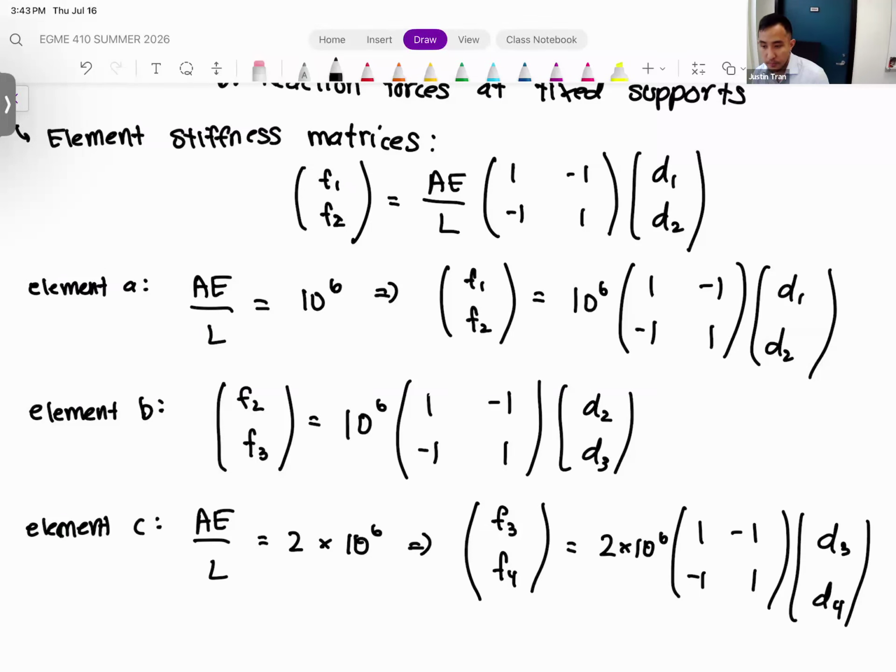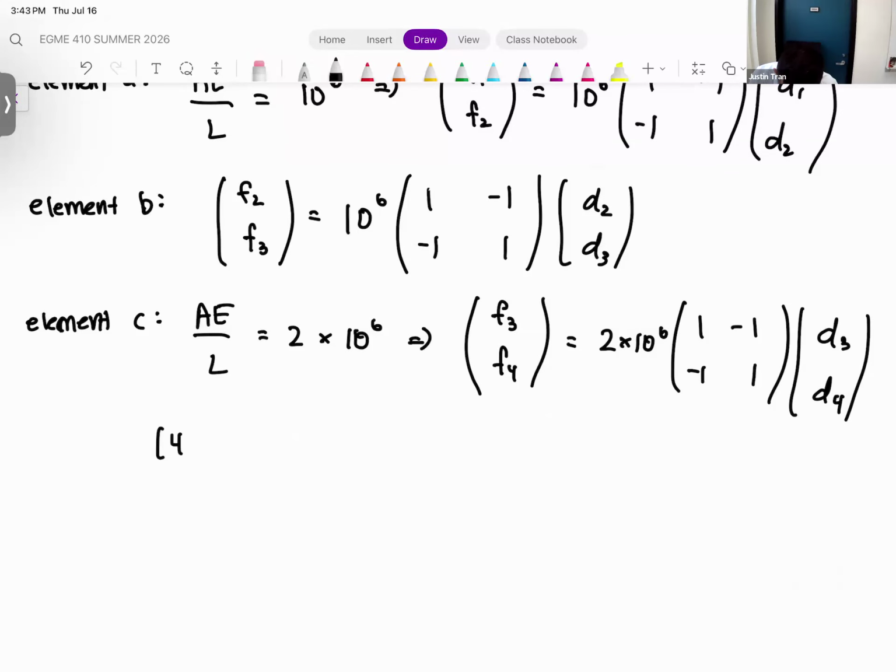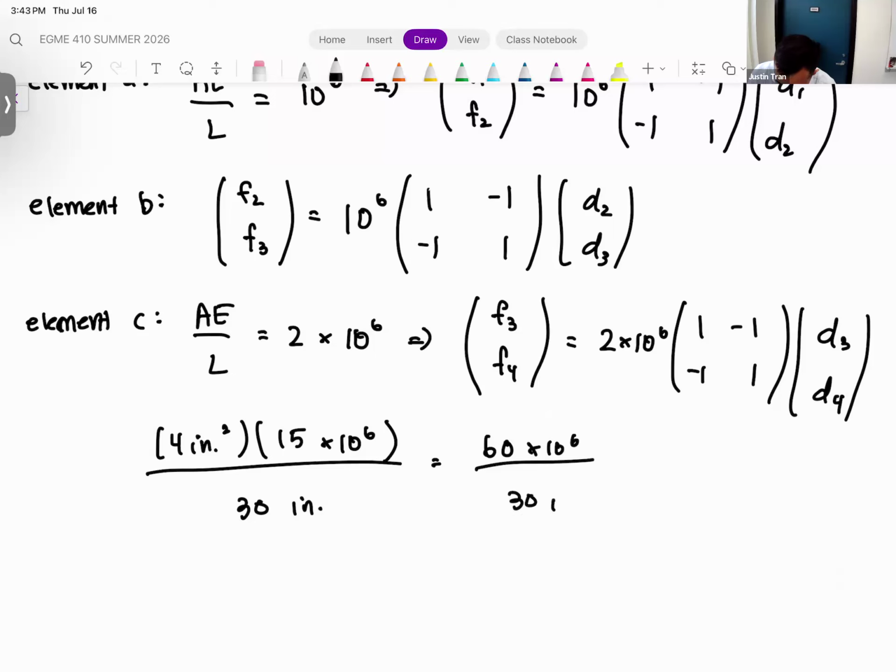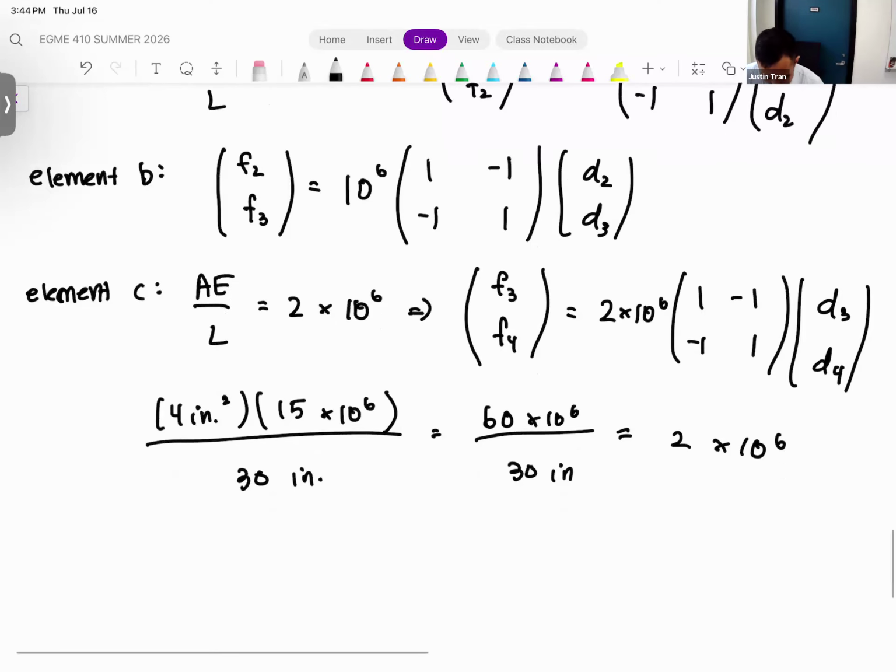Or question in the chat. Shouldn't it be 0.5 times 10 to the 6? So for element C, remember, the area is 4 inches square, the Young's modulus is 15 times 10 to the 6, and our length is 30 inches. So we multiply the top, we get 60 times 10 to the 6 divided by 30 inches, which is 2 times 10 to the 6. Oh yeah, area is different for element C. Okay, all right, so let's go ahead and do assembly.